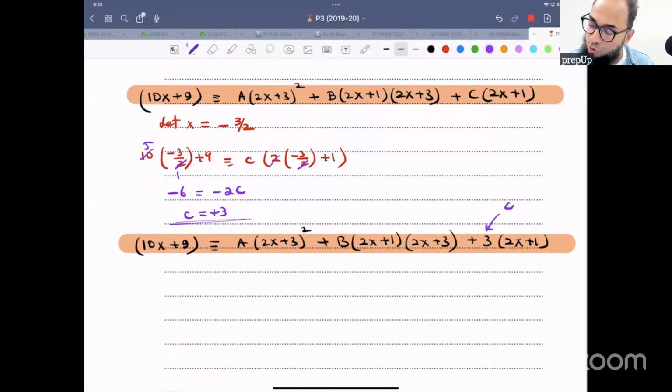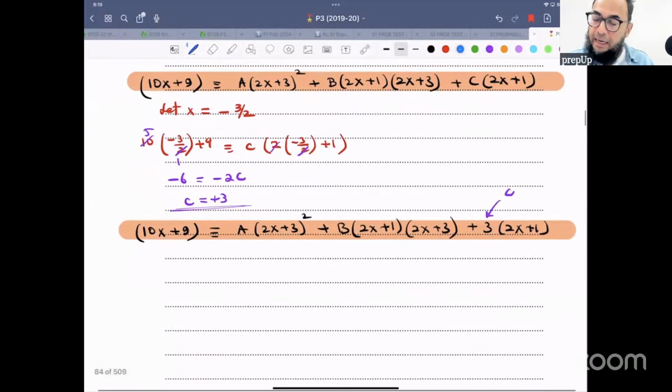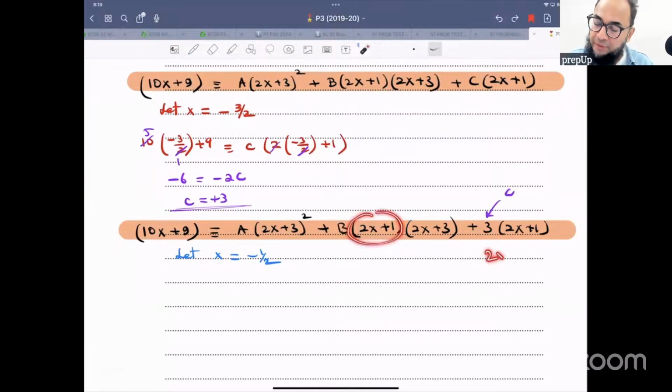Now let me choose x equal to negative half. How did I get this thing? This is 2x plus 1 equals 0, x is negative half. So now x is negative half, therefore this thing will disappear, this thing will disappear. I'll be left with this.